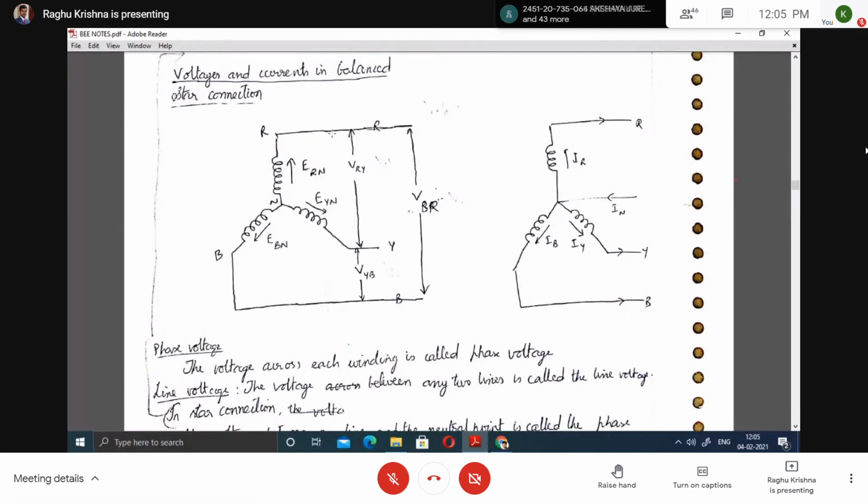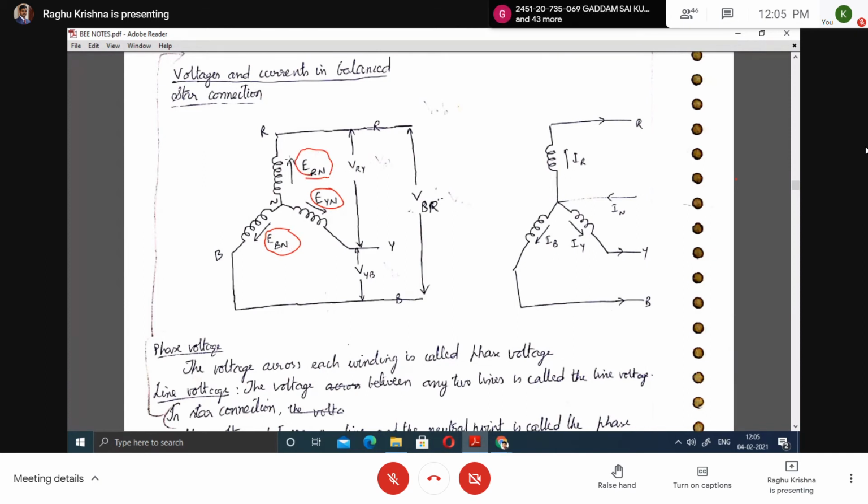So here you can see ERN. ERN is the phase voltage. Similarly EYN is the phase voltage, and similarly EBN is the phase voltage. So ERN, EYN and EBN are the phase voltages.